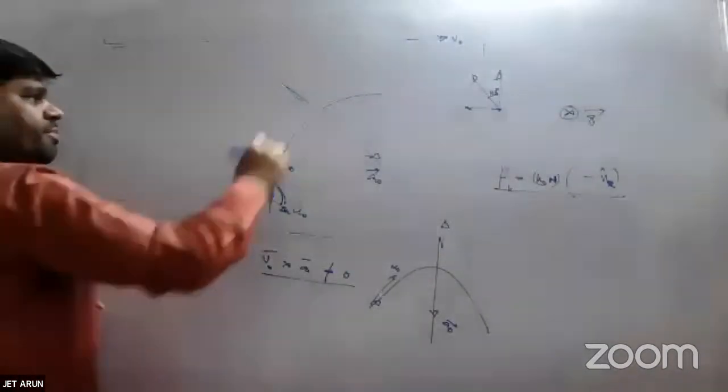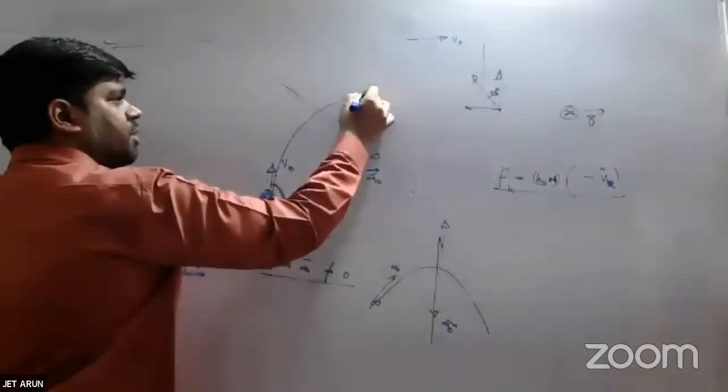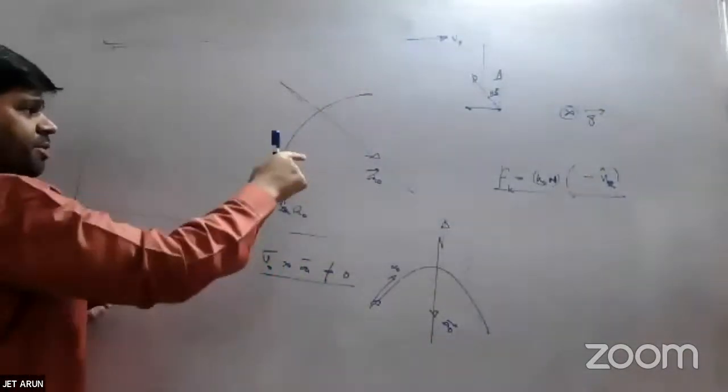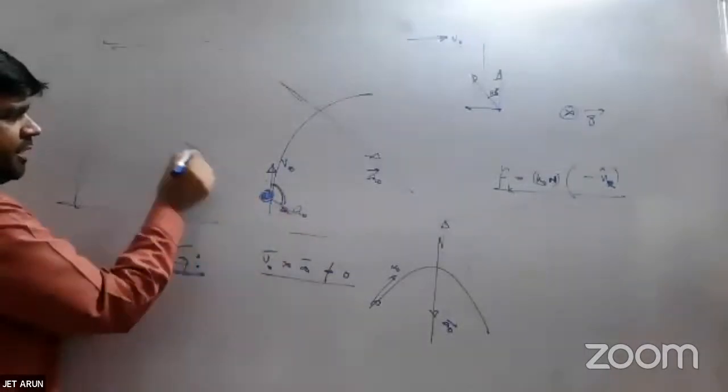All right. So this is going to be a parabola with respect to Planck or with respect to ground. It's a parabola. With respect to Planck, it's a straight line.